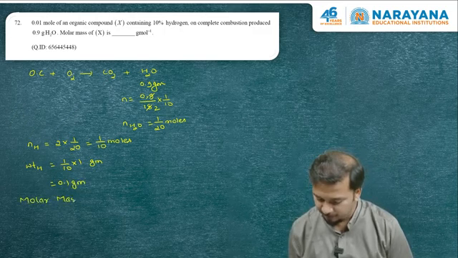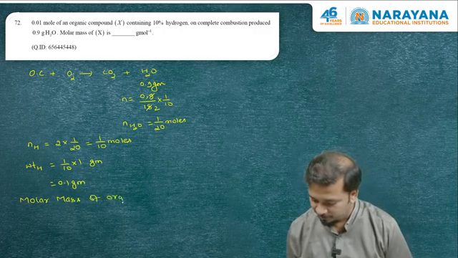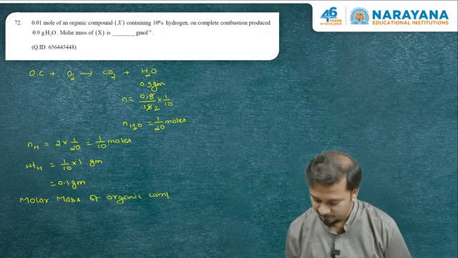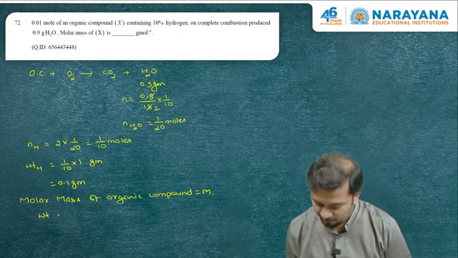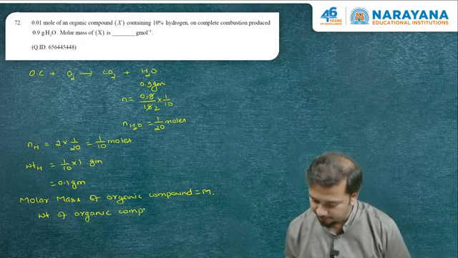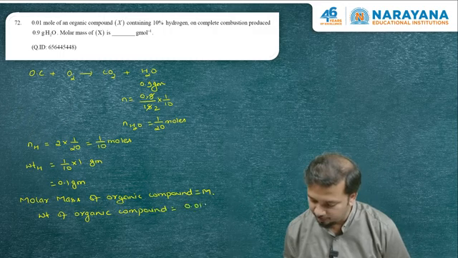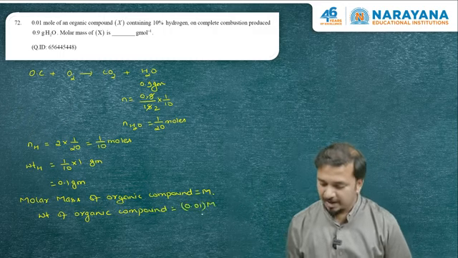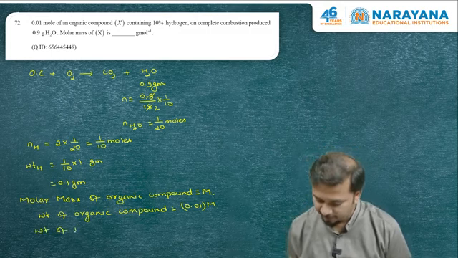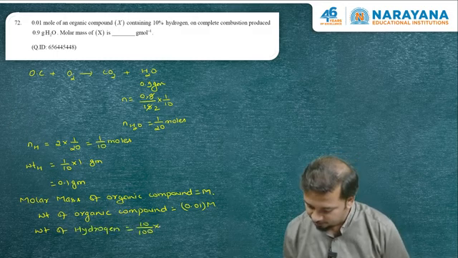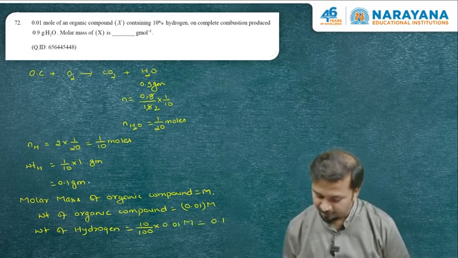Let us say molar mass of organic compound is capital M. So, weight of organic compound which we have taken, 0.1 mole, will be equal to 0.01 times M, and they are saying that weight of hydrogen is 10% of this. So, we can write weight of hydrogen will be equal to 10 by 100 into 0.01 M, and this is equal to 0.1, which we have calculated over here.